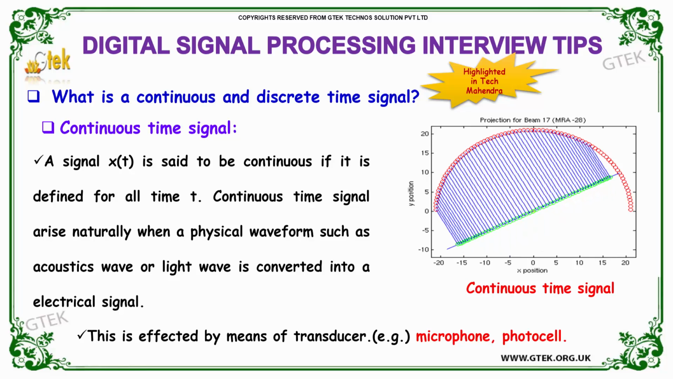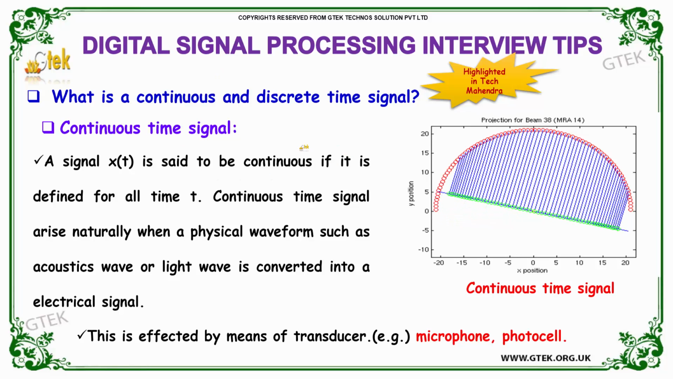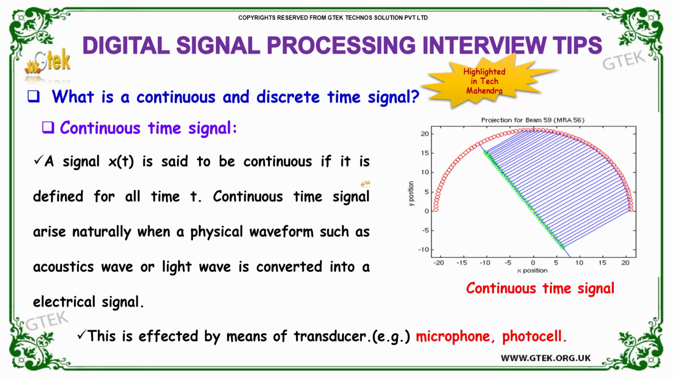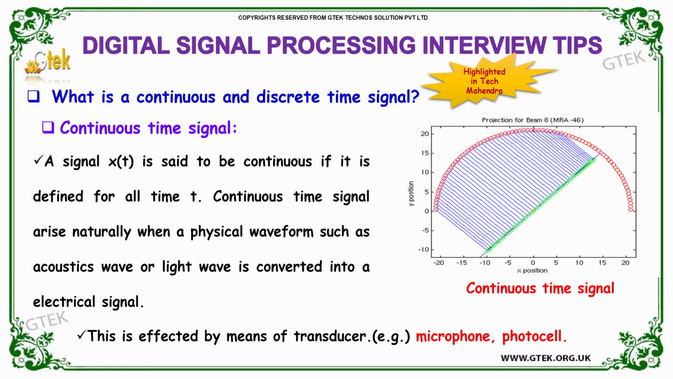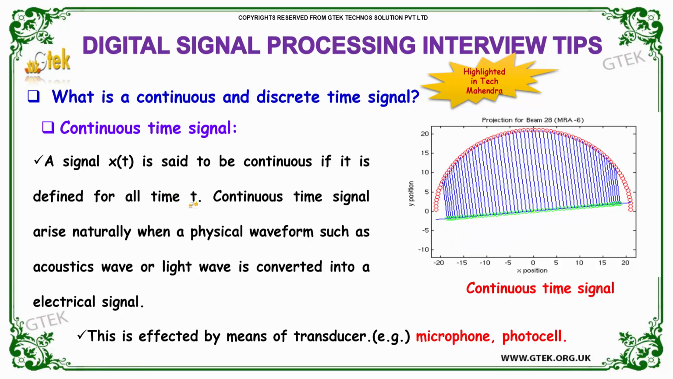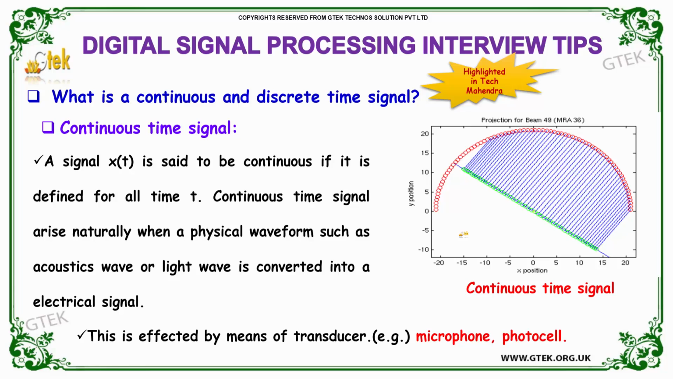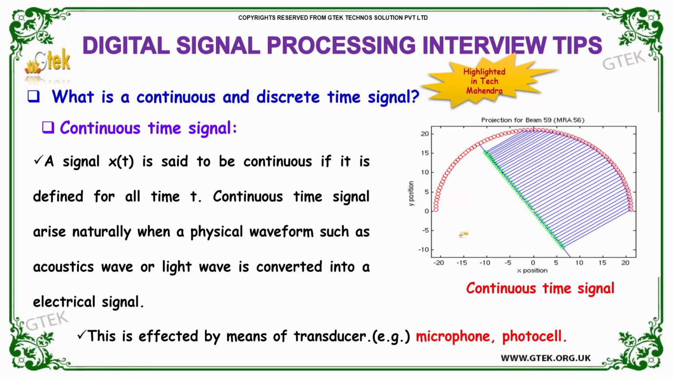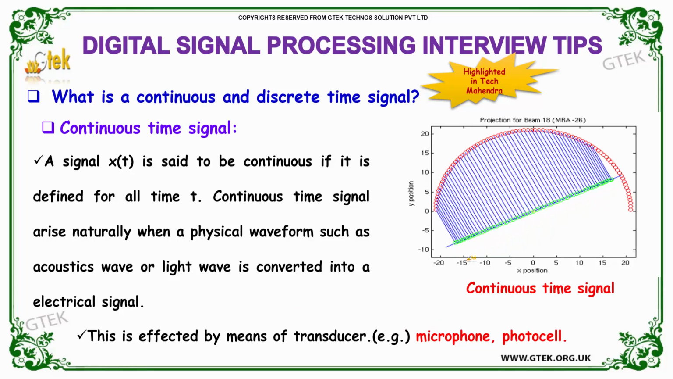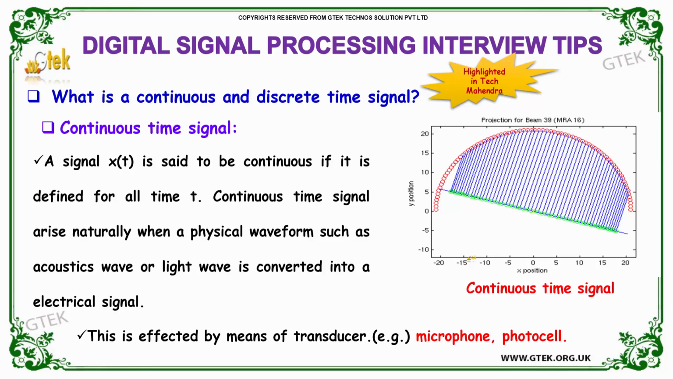So the first question is, what is a continuous and discrete time signal? A continuous time signal is nothing but a signal x of t. A signal x of t is said to be continuous if it is defined for all time t. Time is represented as t. The continuous time signal arises naturally when a physical waveform such as an acoustic wave or light wave is converted into an electrical signal. This is effected by means of a transducer. For example, it might be a microphone or photocell.